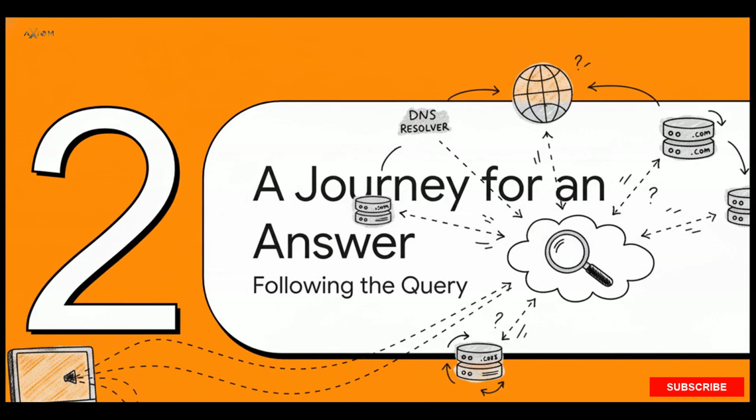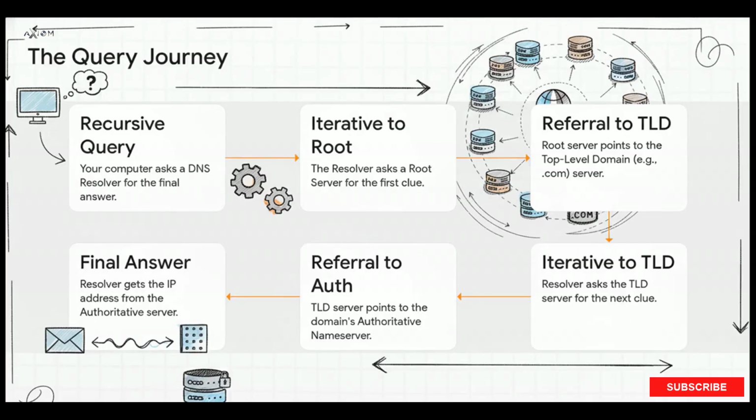All right. So let's actually follow the journey of one of these queries. Your computer has made its demanding recursive request. And now a special server called the DNS resolver has to go on this little hunt using those iterative clue finding queries to track down the answer. Okay, so here's how it goes down. Your computer asks the resolver for the answer. The resolver probably doesn't know it, so first it asks a root server.